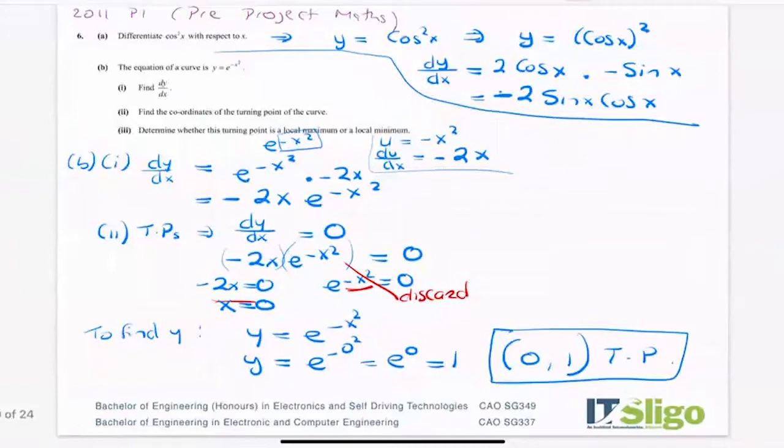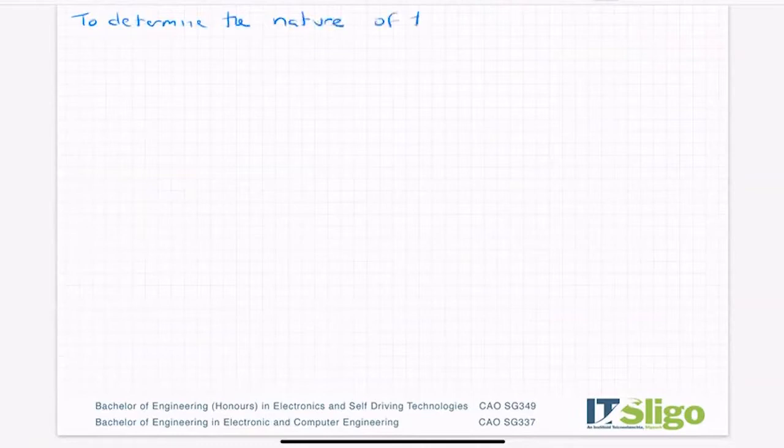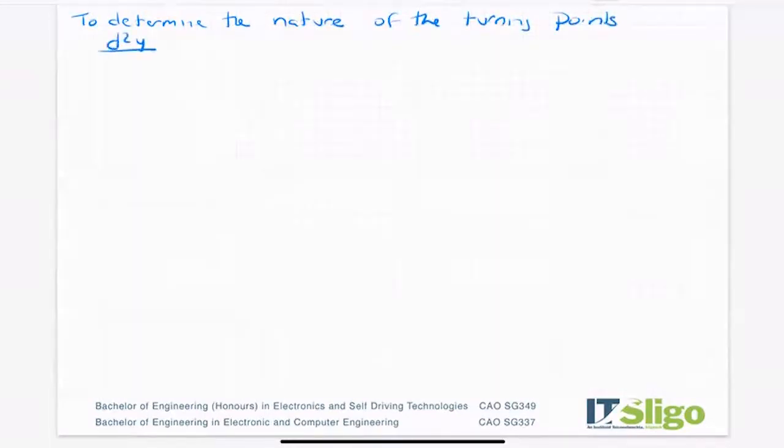Okay, that's part 2 done. 3 then says determine whether this turning point is a local max or a local min. Okay, so to determine the nature of the turning point, or of turning points, we only have one in this case, we use d2y dx squared, which is nothing more than take dy dx and differentiate it again.